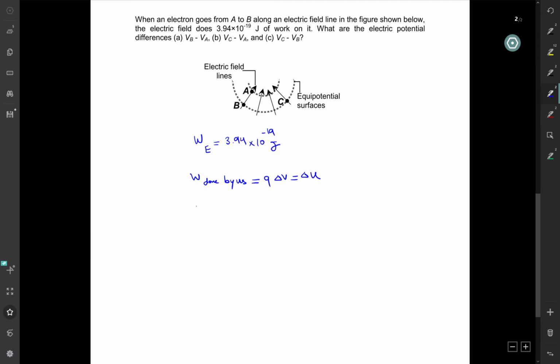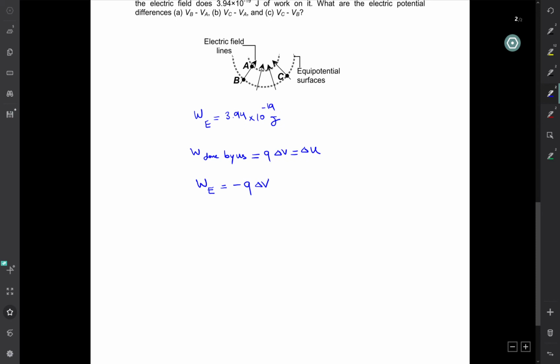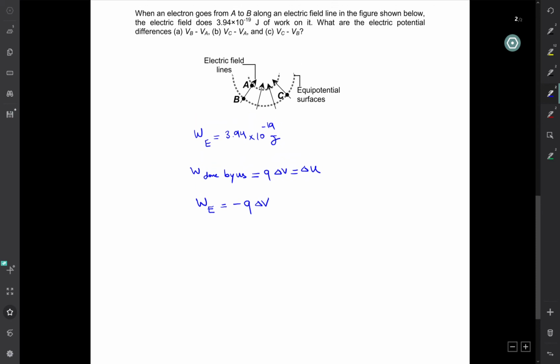Now, the work done by the electric field, though, is equal to minus delta U, which is minus Q delta V. And this is always true, regardless of whether Q is a positive charge or a negative charge. So the work done by the electric field equals minus Q delta V. Now, if the electric field is taking the electron from A to B, that delta V would be the final potential, which is VB, minus the initial potential, which is VA.